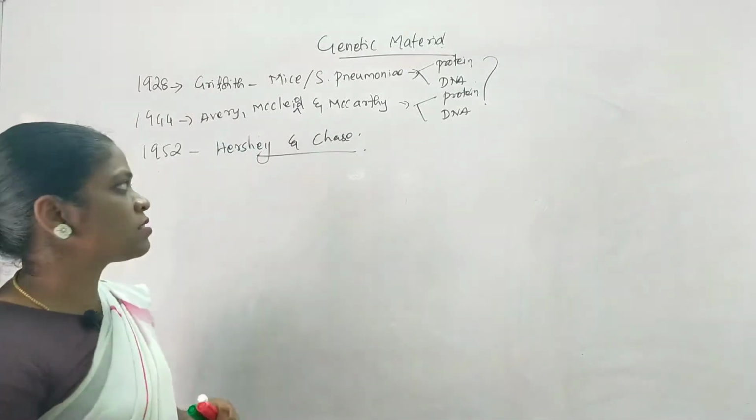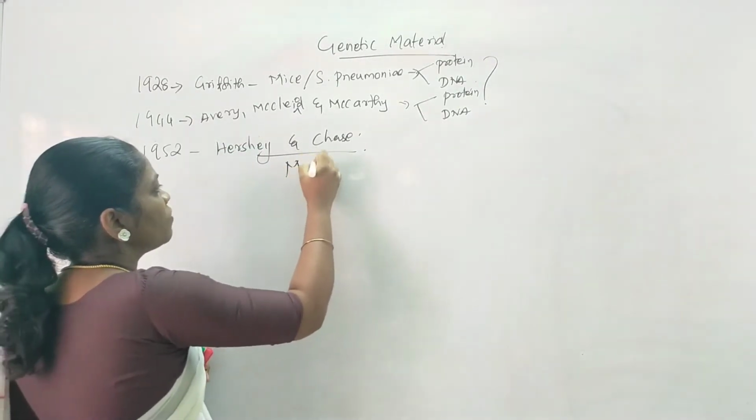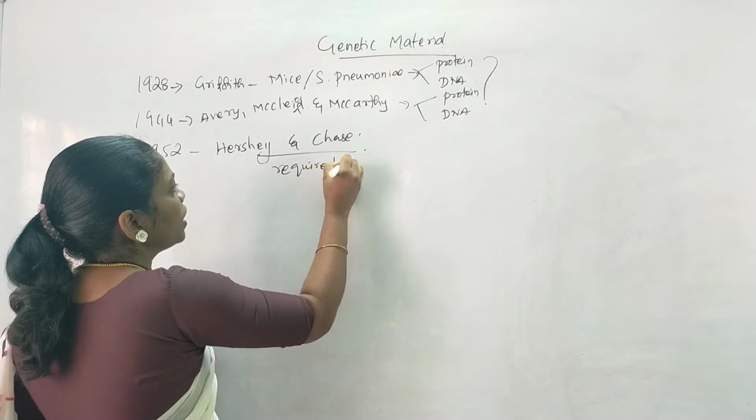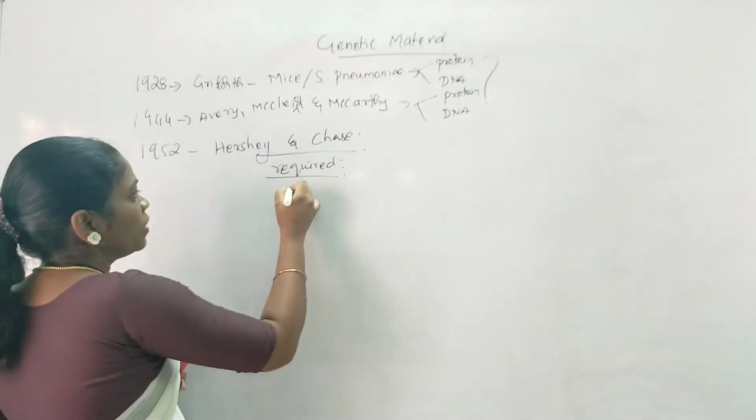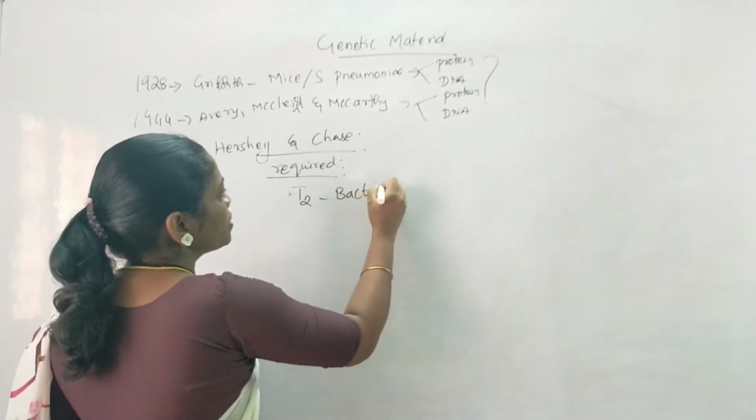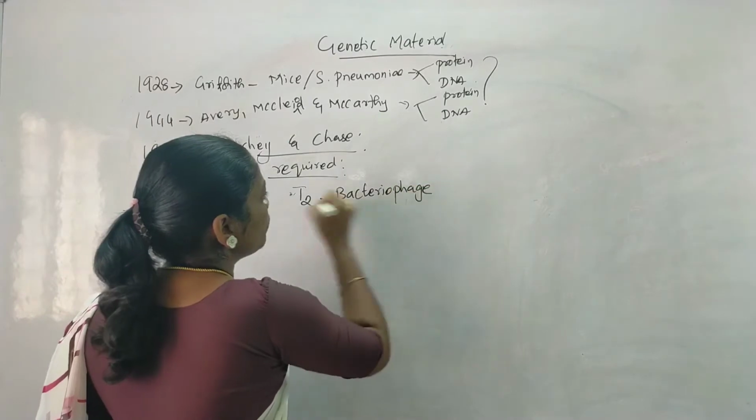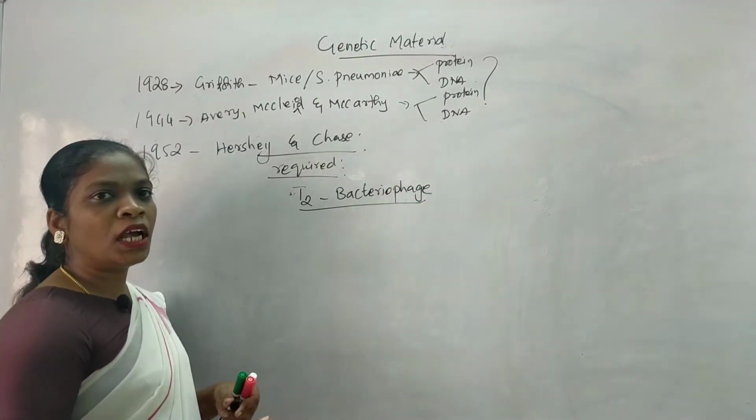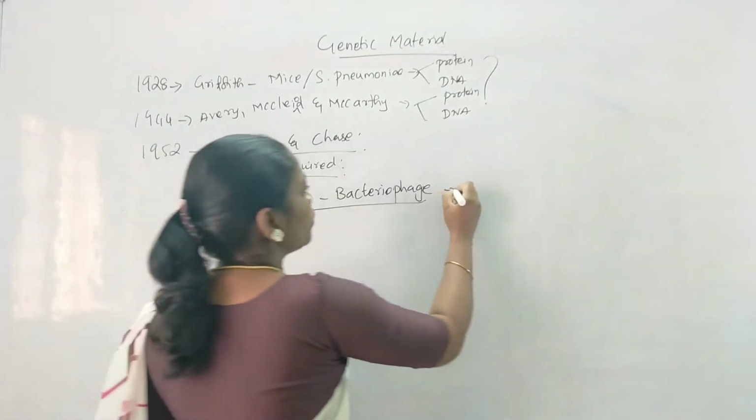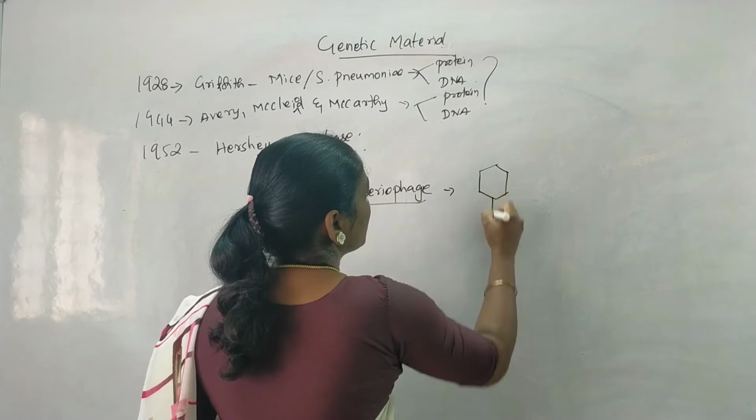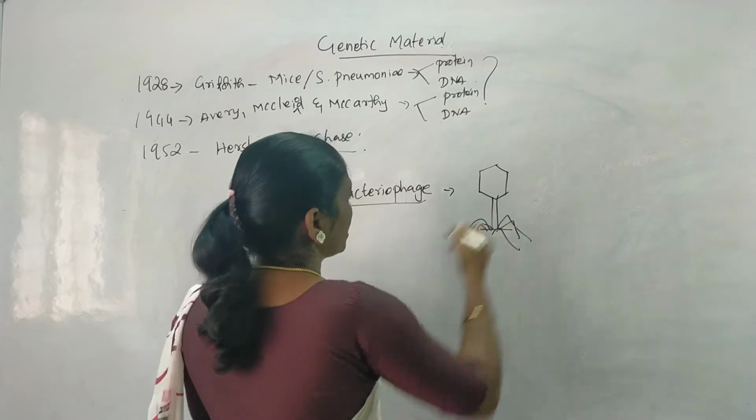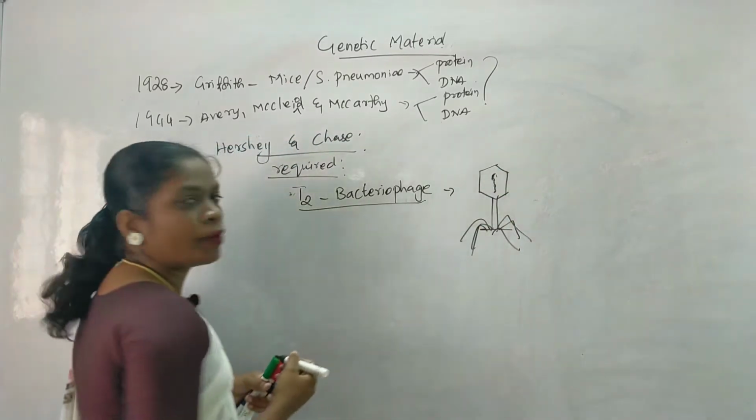To simplify it, we'll just learn what materials, or what required components, they have taken in the Hershey and Chase experiment. They've taken T2 bacteriophage. So what is T2 bacteriophage? When a virus infects a bacteria, it enters inside the bacteria, and it is called a bacteriophage. These T2 bacteriophages have their structure and they have genetic material inside. This is the structure of T2 bacteriophage.